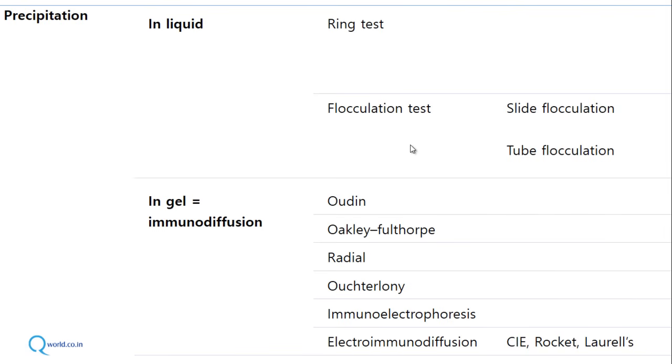Instead, if we perform precipitation reactions in gel, we call them immunodiffusion procedures. Immunodiffusion procedures can again be divided into Oudin, Oakley-Fulthorpe, Radial immunodiffusion, Ouchterlony, Immunoelectrophoresis, and Electroimmunodiffusion and its varieties like Counterimmunoelectrophoresis, Radial electrophoresis, and Laurell's electrophoresis. Now, we will see these one by one in this session.